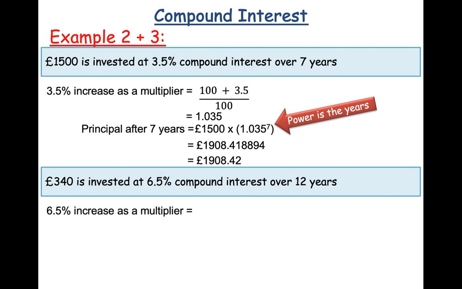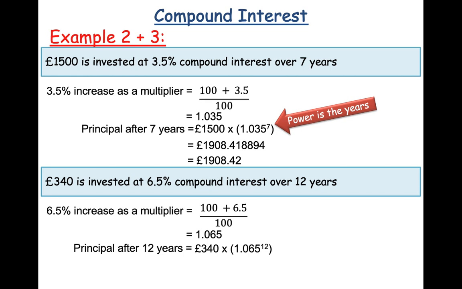Let's have a look at the next example. £340 is invested at 6.5% compound interest over 12 years. The first thing you have to do is find your multiplier. It's an increase, so you add it to 100 and divide by 100 to find your multiplier of 1.065. You then know that your amount after 12 years is going to be 340 multiplied by your multiplier to the power of your years, so 12 years. And that will give you a value of £723.98272221, but remember we're talking about money, so we have to round it to 2 decimal places, giving us a final value of £723.89.